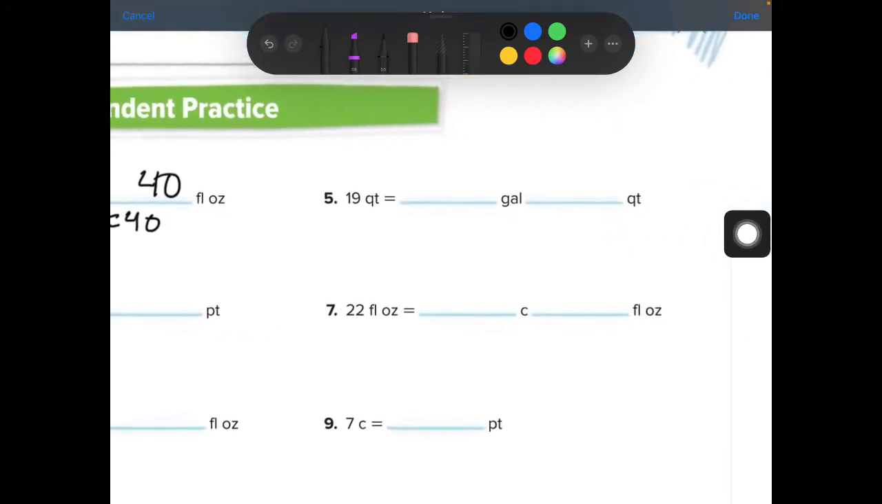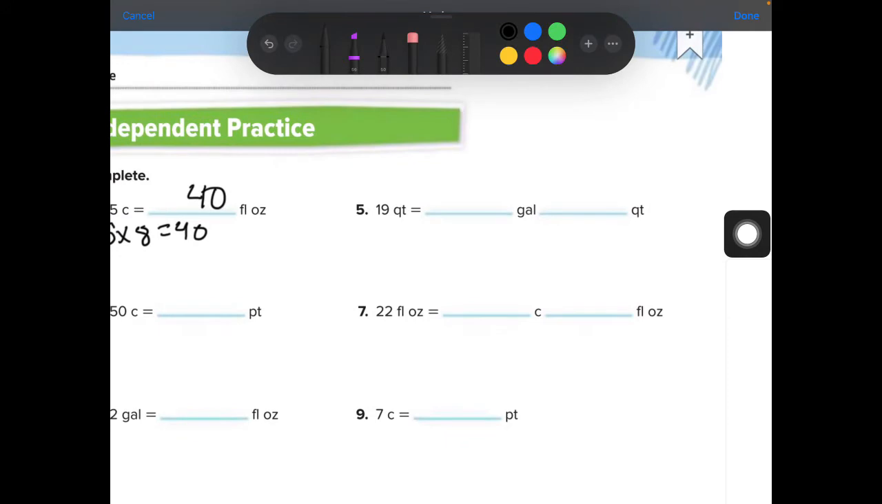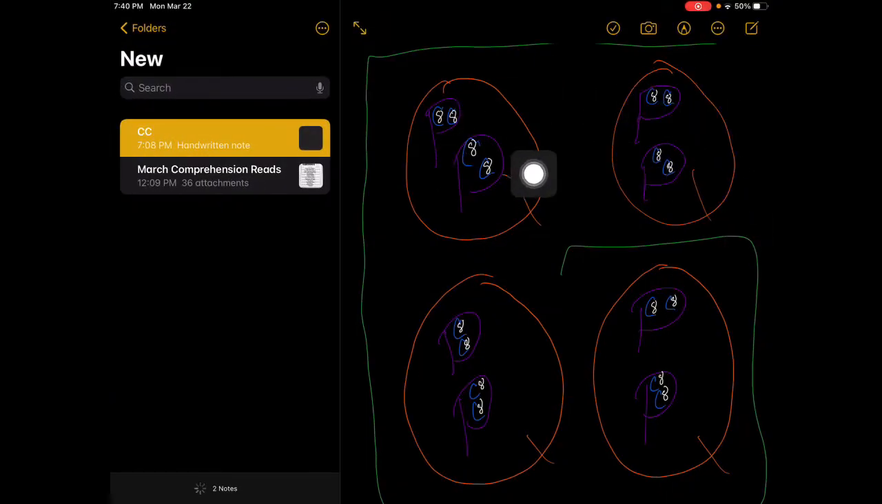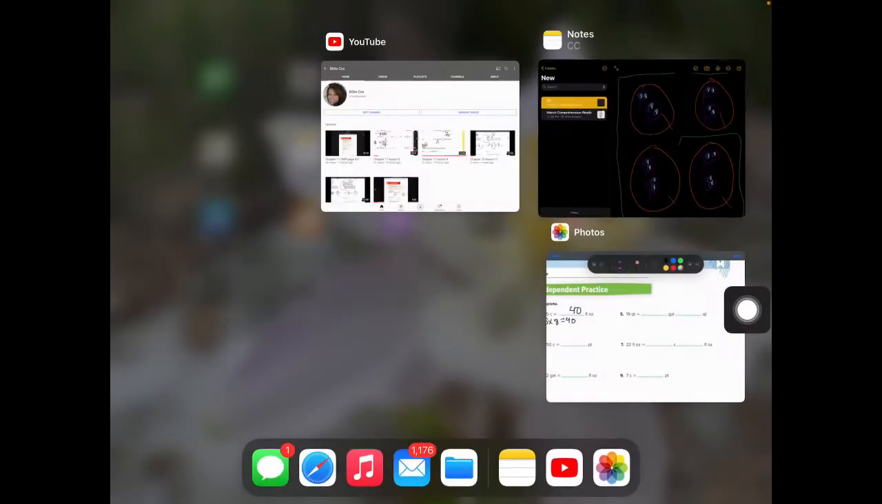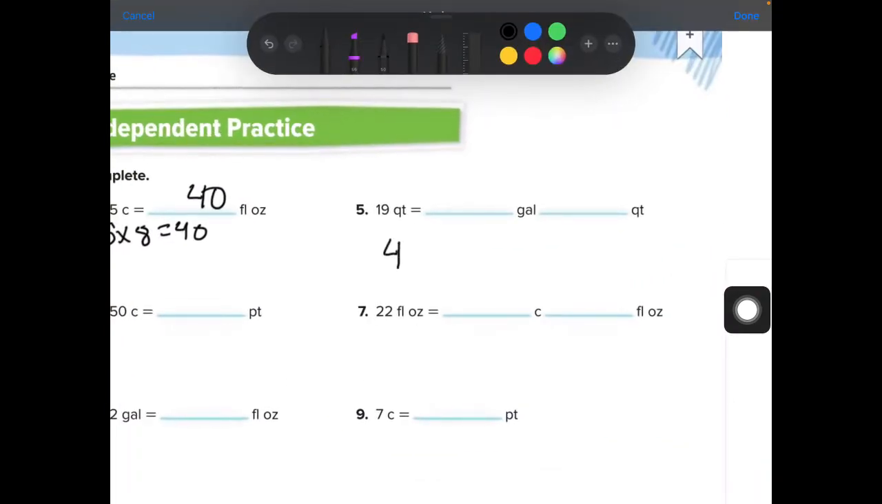Okay, number 5, we have 19 quarts equals how many gallons? With a remainder of some quarts left over. Okay, so let's look at our Big G poster. I can see there's 1, 2, 3, 4. There's 4 in a gallon. So I have 4 in a gallon, and I have 19 quarts I need to figure out what to do with. 4 will go into 19, not 5 times, that's way too much, so it's going to have to be 4. 16. There's going to be 3 left over, and my pencil is having problems. So then we're going to have 4 gallons with 3 remaining quarts left over.